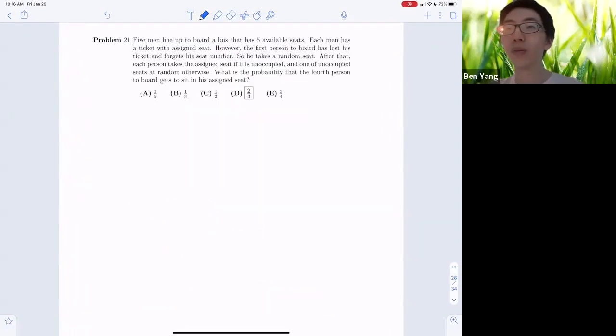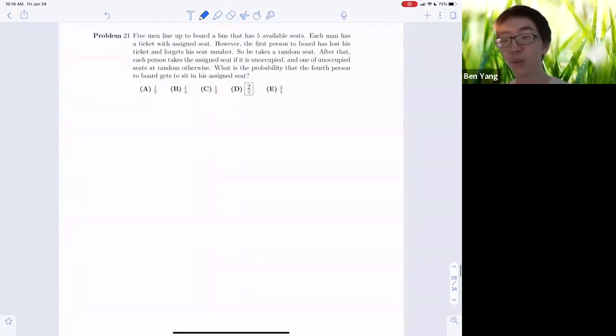All right, so problem 21. 5 men line up to board a bus that has 5 available seats. Each man has a ticket with an assigned seat. However, the first person to board has lost his ticket and forgets his seat number. So he takes a random seat. After that, each person takes the assigned seat if it's not occupied, and one of the unoccupied seats at random otherwise. What is the probability that the fourth person to board gets to sit in his assigned seat?